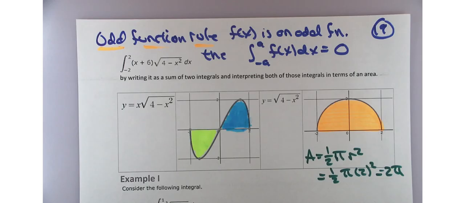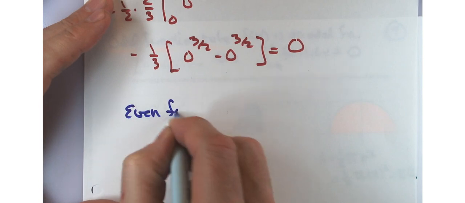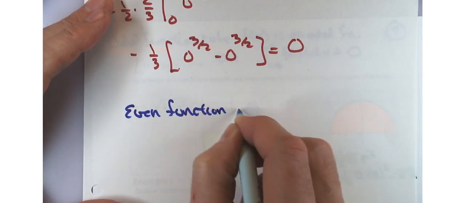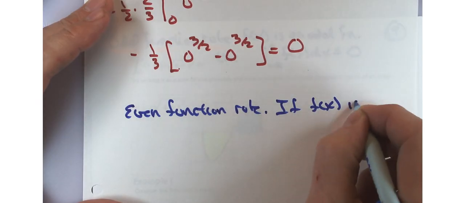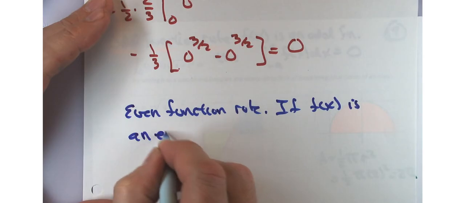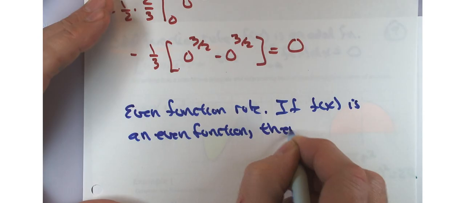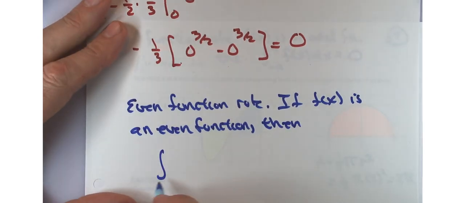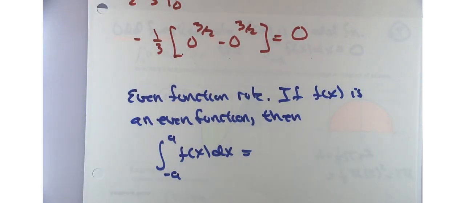See, odd function rule. Now, let me just write it down here at the bottom. Even function rule. If f of x is an even function, then if you're integrating again over a symmetric interval, negative a to a of f of x dx, well, maybe you can tell us a shortcut. It's not going to turn into 0.